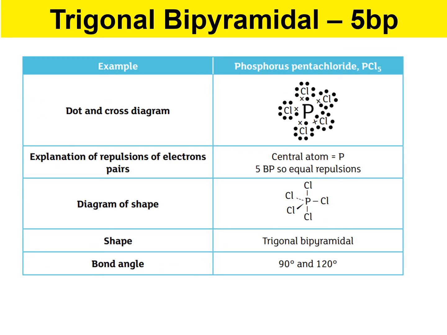We are now going to look at phosphorus pentachloride. There are 5 bonded pairs of electrons around the central phosphorus atom. These bonded pairs of electrons repel each other equally, and the molecule takes up a trigonal bipyramidal shape. There are 2 bond angles in a trigonal bipyramid, one at 90 degrees and the other at 120 degrees. You may notice as well that in this molecule, phosphorus does not obey the octet rule as it has 10 electrons in its outer shell.